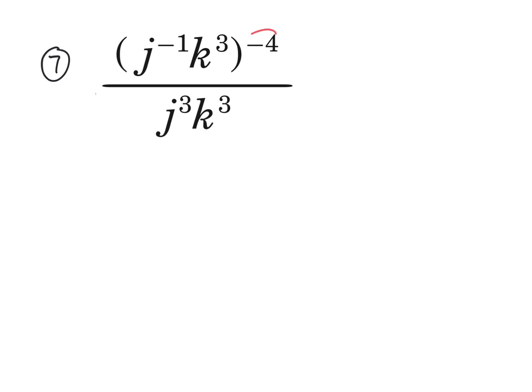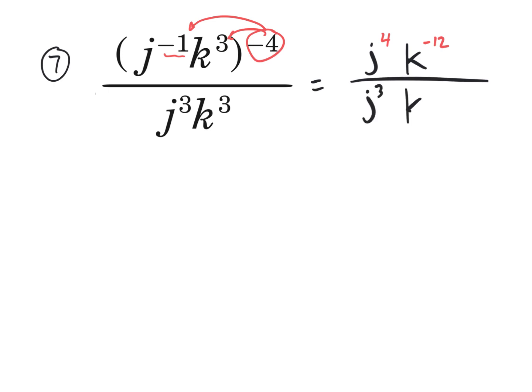So let's do that. Let's circle the negative 4 and put it by multiplying with the negative 1 right here and multiplying it with the 3 right there. So up on top, we have the j to the positive 4, because negative 1 times negative 4 is positive 4, and then k to the negative 12 over that j to the 3rd, k to the 3. Okay. So now that we got rid of the parentheses, now we could think about canceling.